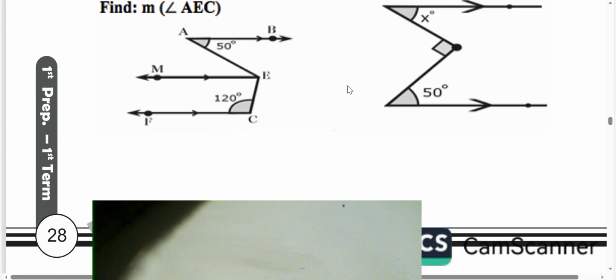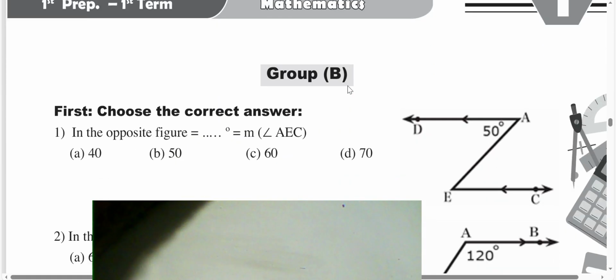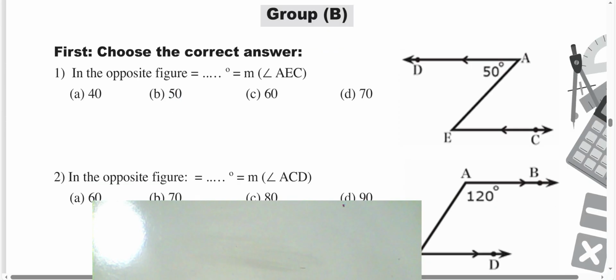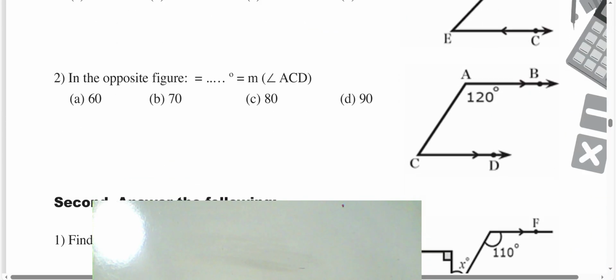Next question. We have the measure of angle EC here. It will be 50 degrees, alternate interior angles. ED parallel to EC and transversal of them. The measure of angle E equals the measure of angle E equals 50 degrees. Next question. In the opposite figure, we want to find the measure of angle ECD. ECD equals 180 subtract 120 equals 60 degrees. We call that supplementary angles.